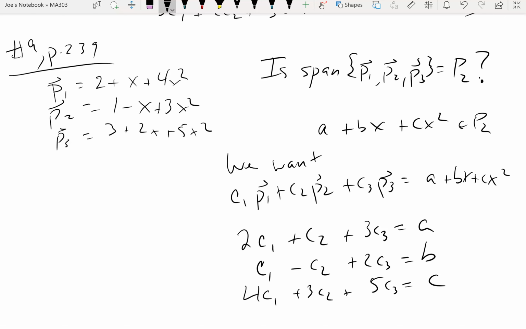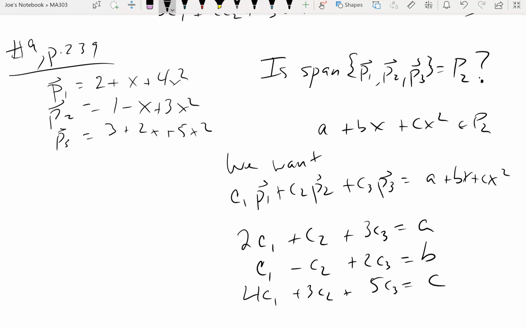So again, all we're doing is running the constants through, right? C1 times the first one, C2 times the second one, C3 times the third one, and equating like terms. Constants have to match, x terms have to match, x squared terms have to match. Now again, notice I didn't give you a specific A, B, or C. I'm asking you, no matter what you plug in for A, B, and C, can you solve? That's what the problem's asking. If I take an arbitrary polynomial in P2, can I write it in terms of the p1, p2, p3? That's what the problem's asking, right?